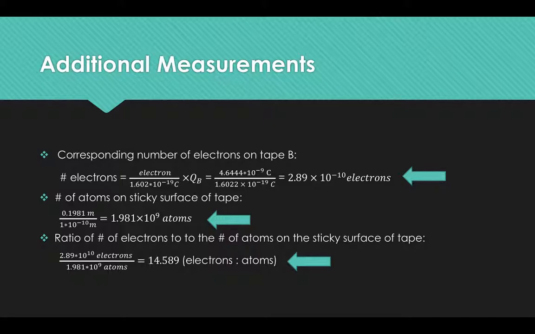The ratio of the number of electrons to the number of atoms on the sticky surface of tape, I got these two previous answers and divided one by the other, in this case electrons over atoms, and got that there was 14.589 electrons per atom.